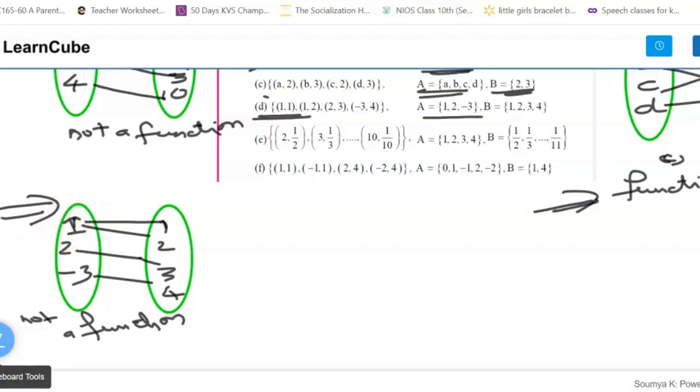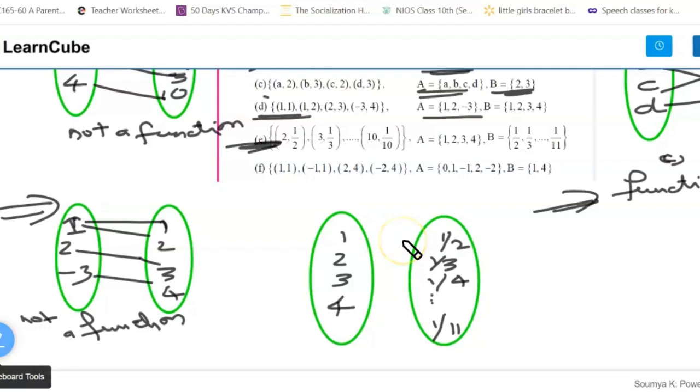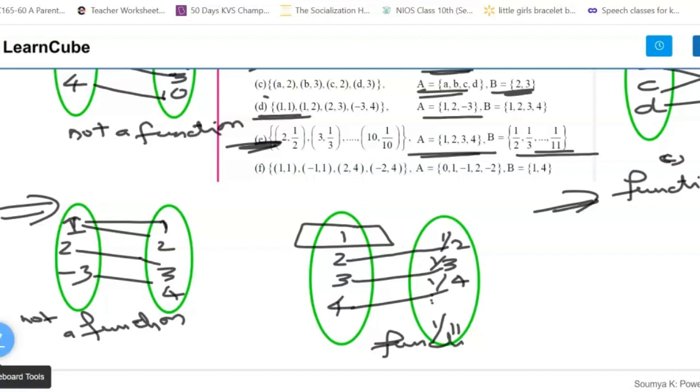Okay, let's see this E question. Here you can see this is the first set, this is the second set. So the elements are arranged here in a diagrammatic form. Now 2 is related to 1 by 2, 3 related to 1 by 3, 4 to 1 by 4. Like that you have elements as such. In this case, if you see, this one is not included in the ordered pair, so it will not satisfy the condition of a function, so it is not a function.